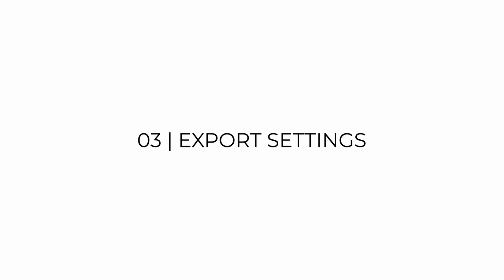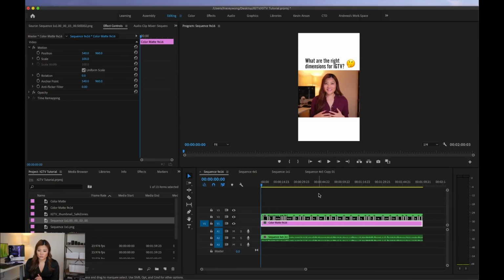Like you can't really edit the font or the size unless you use a separate program, which I have a video which you can watch right here about how to do that. So number 3 is how to export this type of video with the correct settings so that way it looks right in IGTV. So I'm going to go ahead and go back to Premiere.